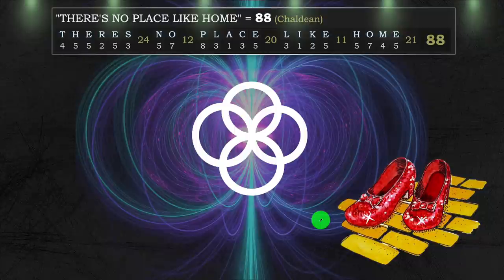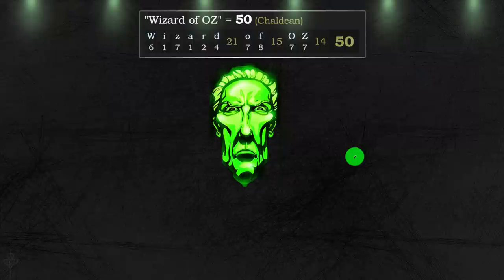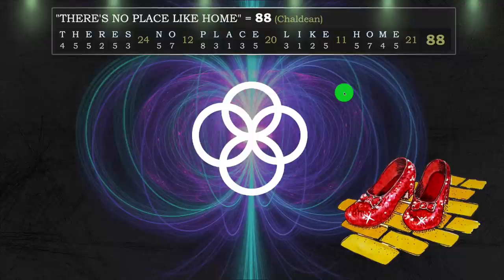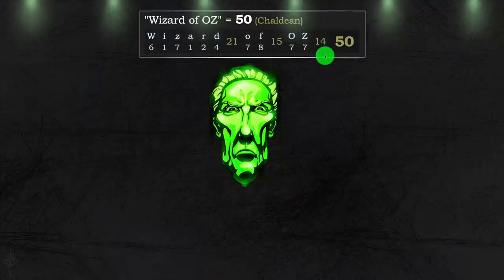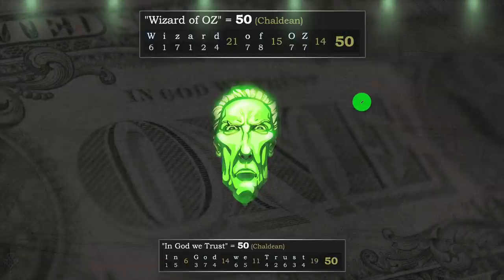No place like home. And you know, you could break down home. Home is 21, wizard is 21, and that's tied to the world card in the tarot. So what about this Wizard of Oz? Well, you get that 21 connection with home. Home is 21, wizard is 21. But what about this 50, this total outcome of 50? What about this one? Well, it's tied to money for sure.